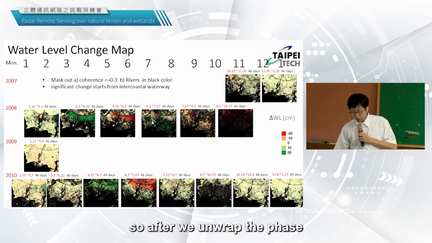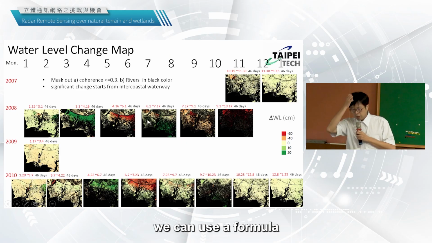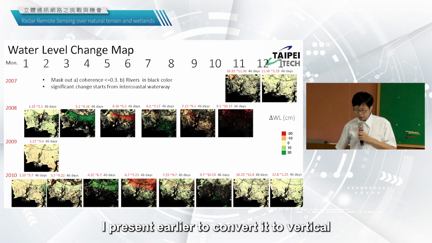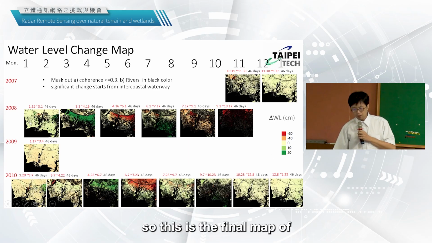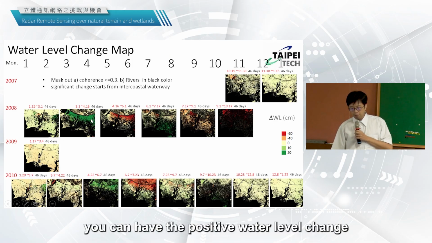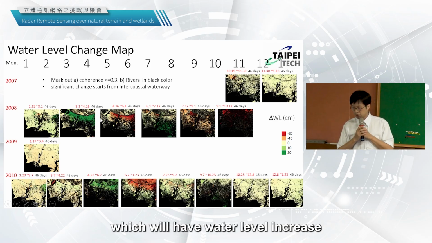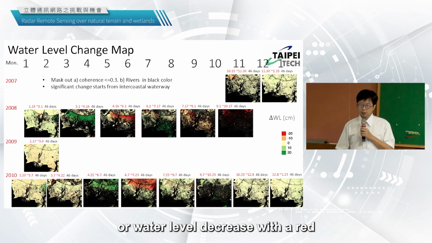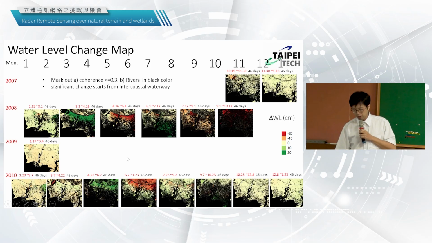So after we unwrap the phase, we can use a formula I presented earlier to convert it to vertical water level change. So this is the final map for those interferograms. We can see the colors corresponding to this color bar. Positive values mean water level increase, and water level decrease is shown in red.